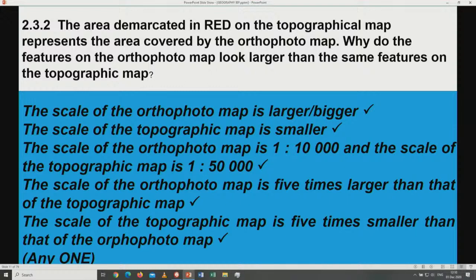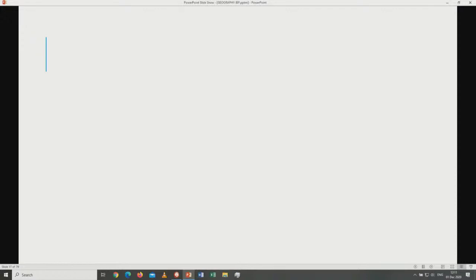The other point says the scale of the orthophoto map is 5 times larger than that of the topographical map. The last answer also speaks about the scale, that the one for the topographical map is 5 times smaller than that of the orthophoto map. All right, grade 12, that is the follow-up question for area.